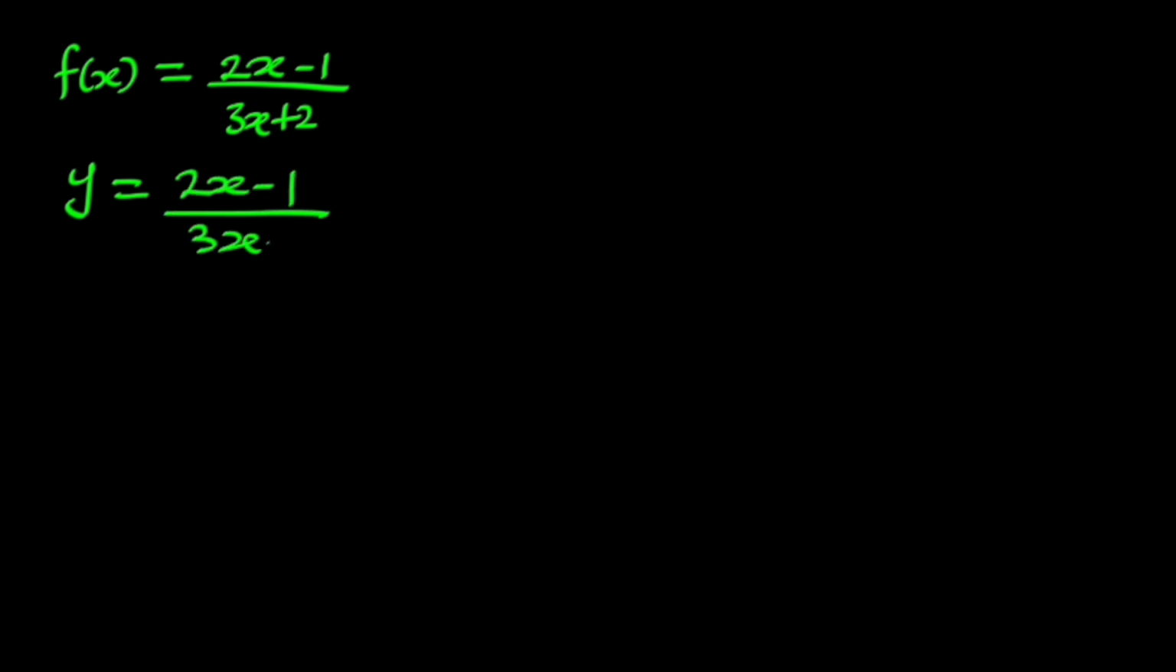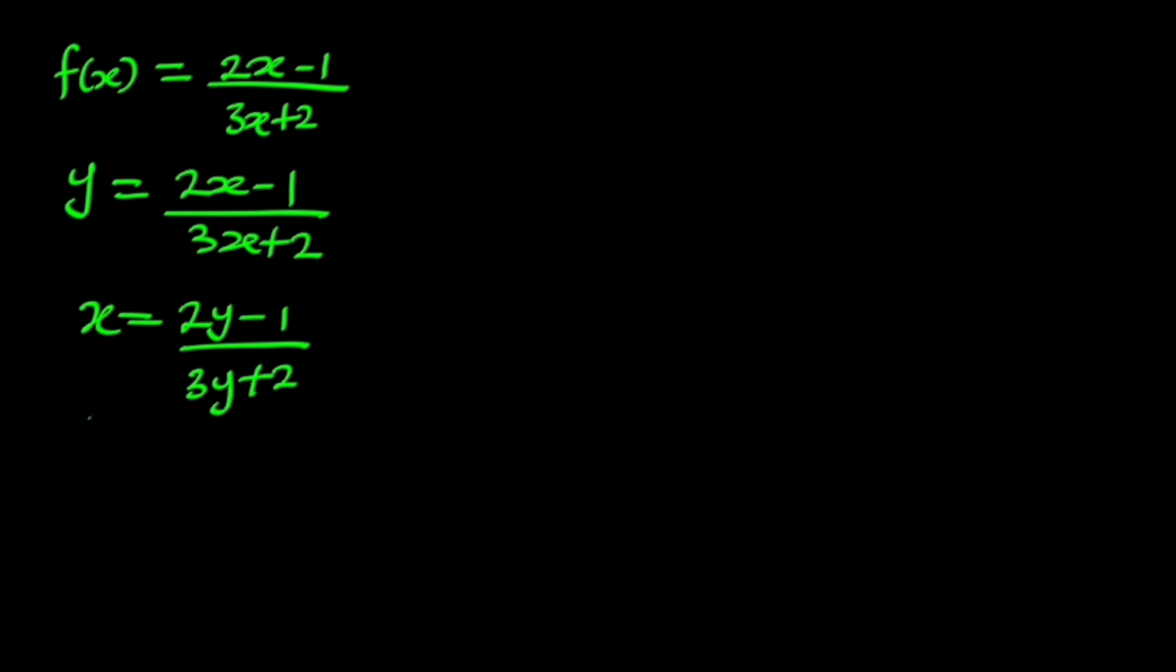Find the inverse of f of x equals 2x minus 1 over 3x plus 2. First we replace f of x with y, so that we have y equals 2x minus 1 over 3x plus 2. Next, swap x and y, and the expression will become x equals 2y minus 1 over 3y plus 2. Next, we make y the subject of the formula.